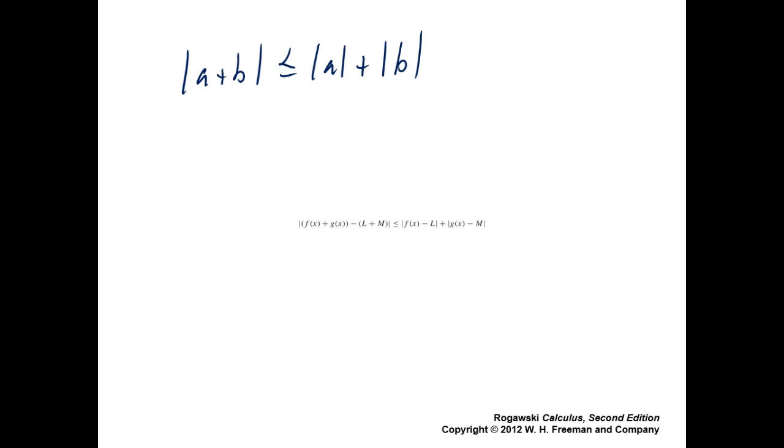But that limit we knew existed. Those were the givens in the sum law. So therefore, you've just shown that the limit of the sum is less than or equal to the sum of the limits, by the triangle inequality. The others are given there too.